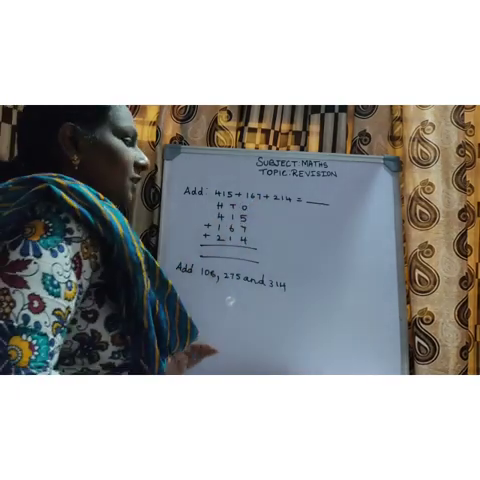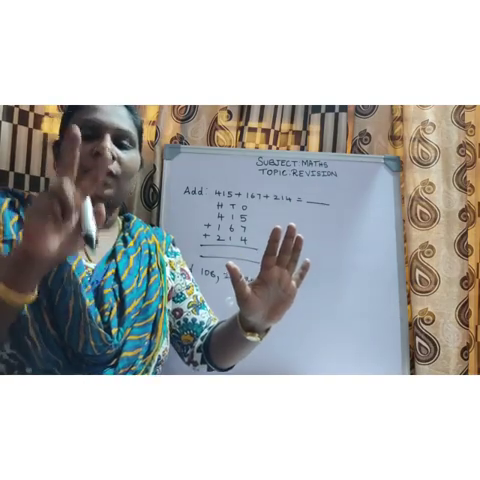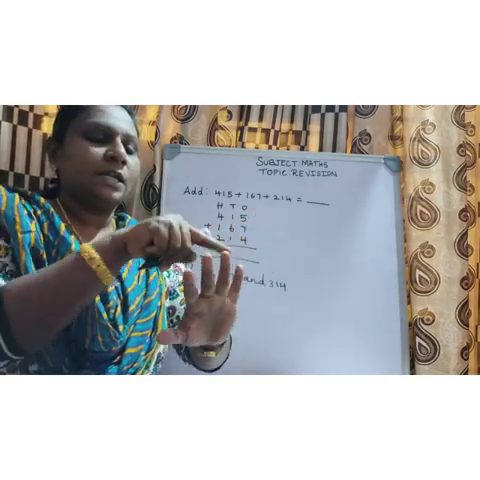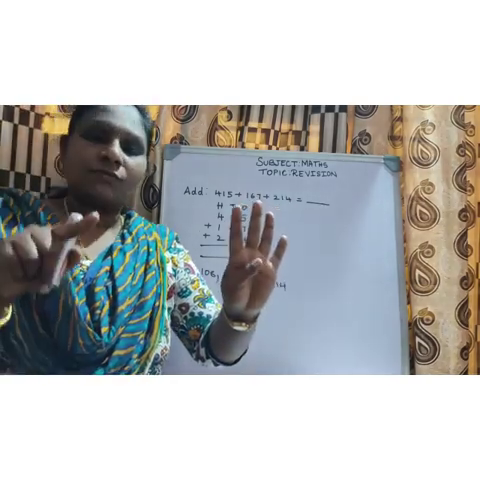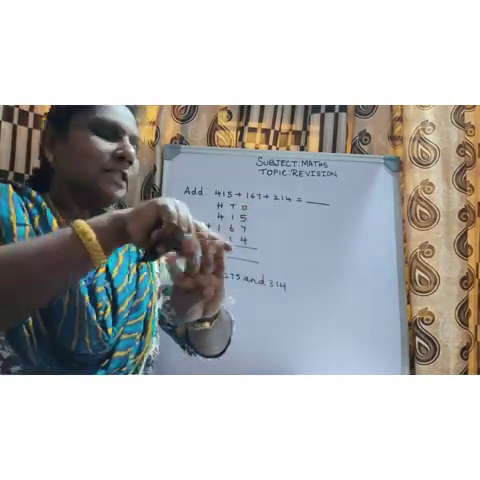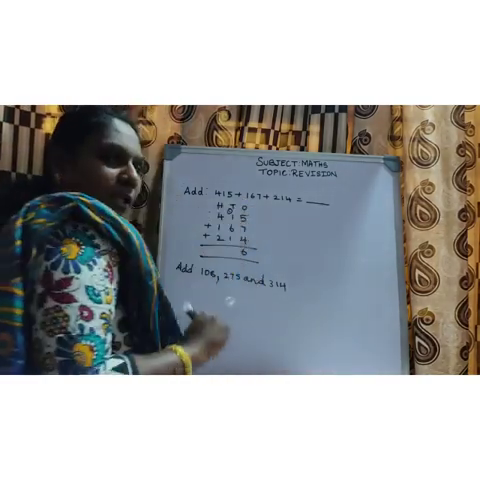So 5 plus 7. 5 in your mind, 7 show it in your finger. After 5, 6, 7, 8, 9, 10, 11, 12. 12 in your mind, 4 show it in your finger. After 12, 13, 14, 15, 16. So write here 6 and 1 you should take as carry over.